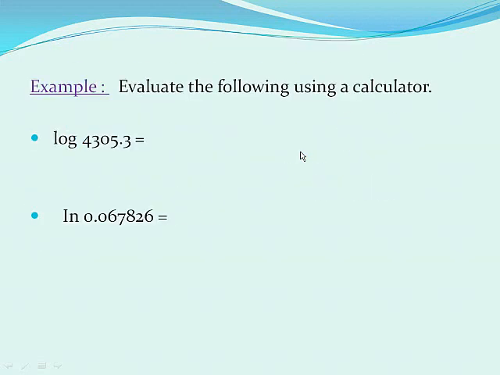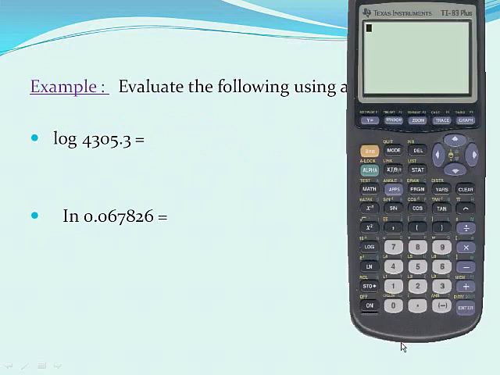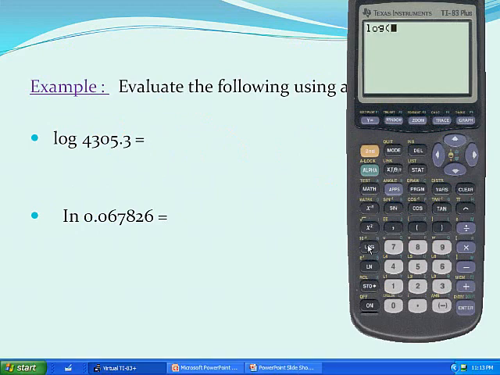Example: evaluate the following using a calculator. The first one is a common logarithm, so we need to use the log key here. Log of 4305.3. That answer will be 3.634 corrected to 4 decimals. In the second case, we are getting a natural logarithm, so we need to use the natural log key. So that comes out to be negative 2.6908.